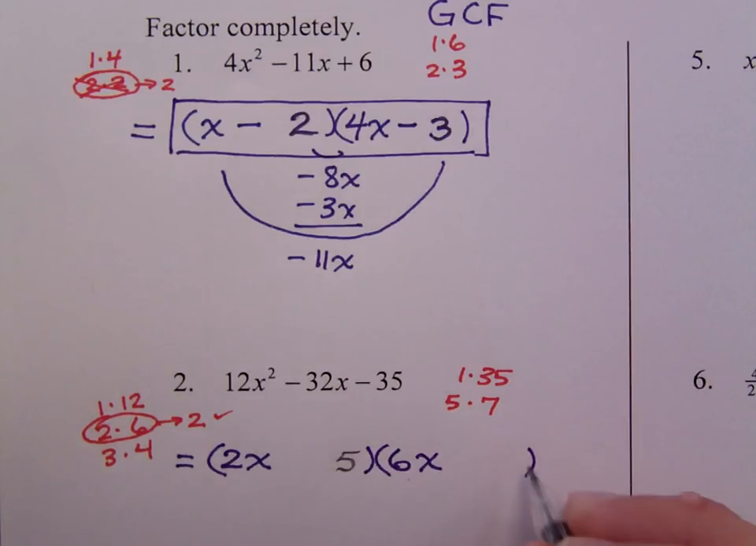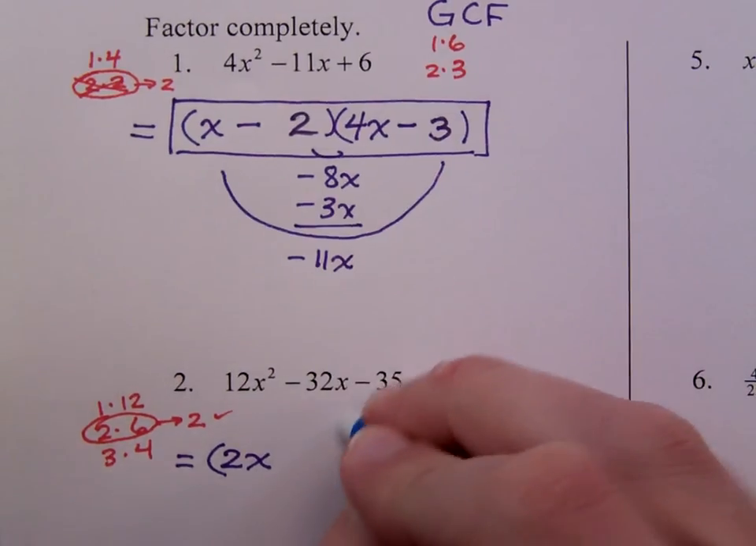If I put the 5 and the 7 here, let's see what happens. That gives me a 30 on the inside and 14. Well, 30 and 14 does not give you 32. So clearly I've got to switch these guys around.